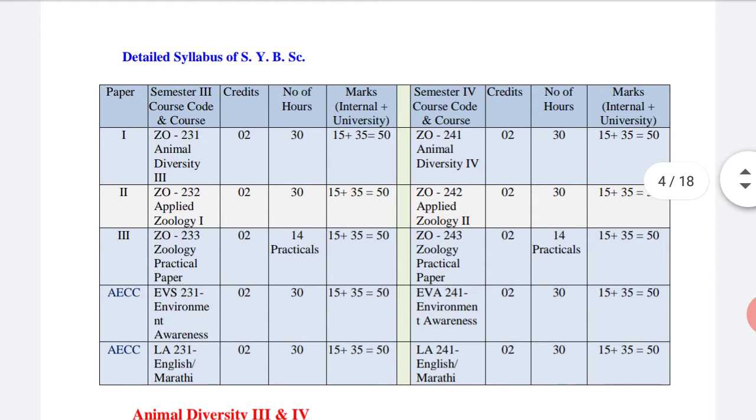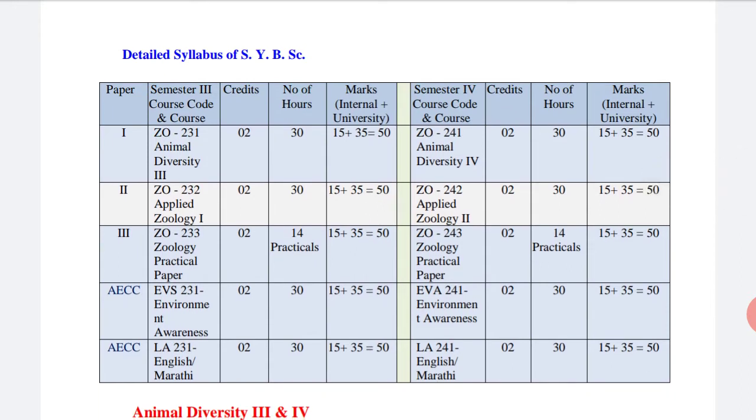In semester 3rd, we have three papers. First paper is Animal Diversity 3rd. Second paper is Applied Zoology 1st. Third paper is Zoology Practical paper. All three papers are for 2 credits and the marking scheme for each subject is 15 marks for internal and 35 marks for external exam.